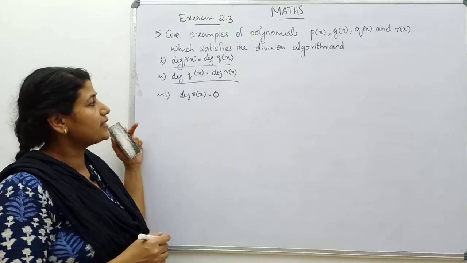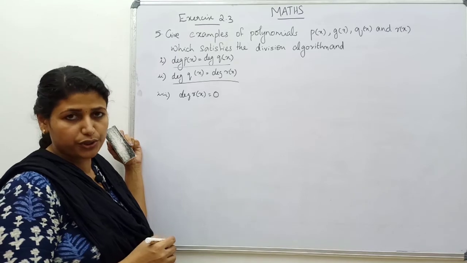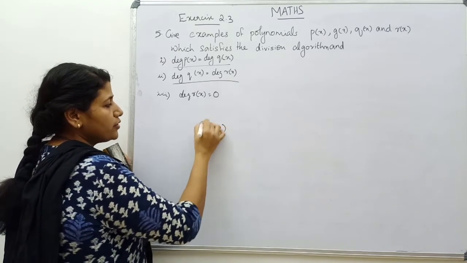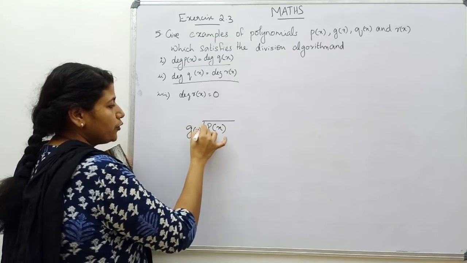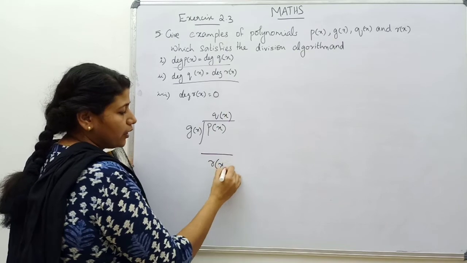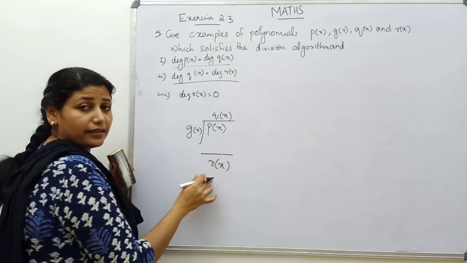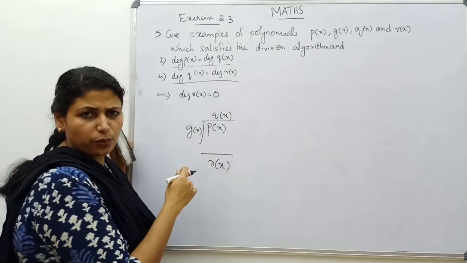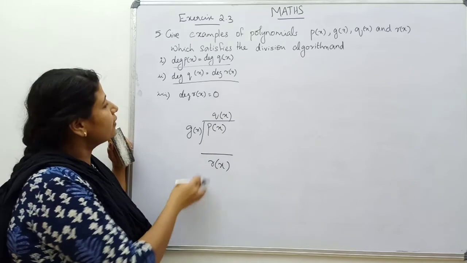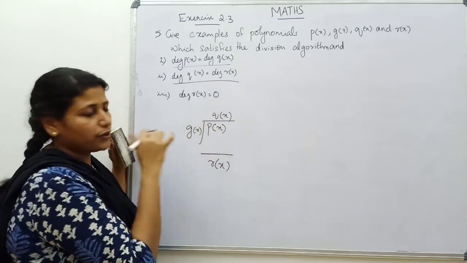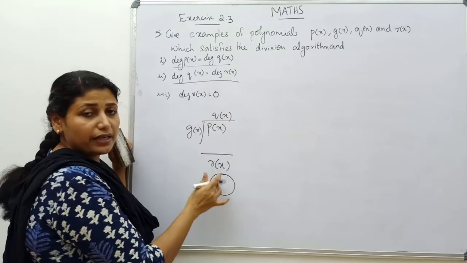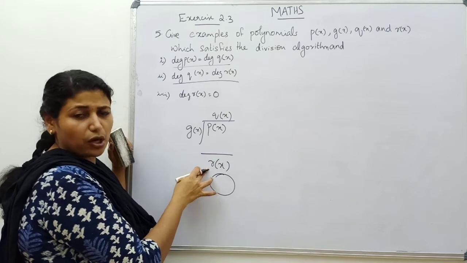The last condition is that the degree of r of x should be equal to 0. So you are dividing this p of x with g of x. You will get a quotient q of x, and you will finally get r of x, a remainder. Here the degree should be equal to 0. What does it mean? It does not contain any variables. That means the degree of r of x is 0. You cannot find any variable in this r of x. It will be some constant.